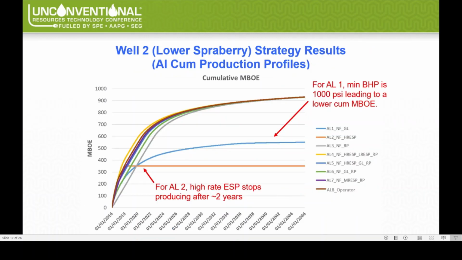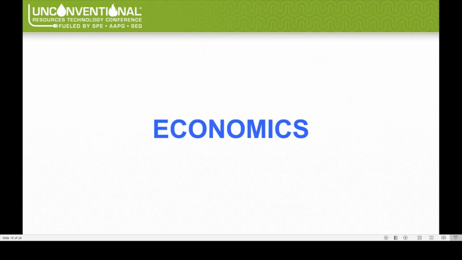So for the lower Sprayberry, we found these cum curves, and found that the particular AL strategy, which is AL4, which is in yellow, shown over here, had the highest cumulative production.